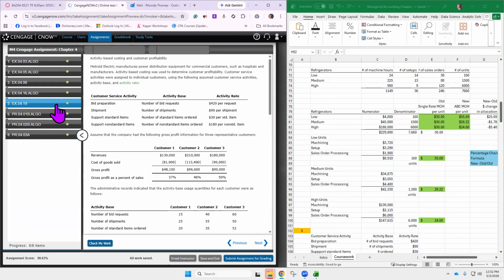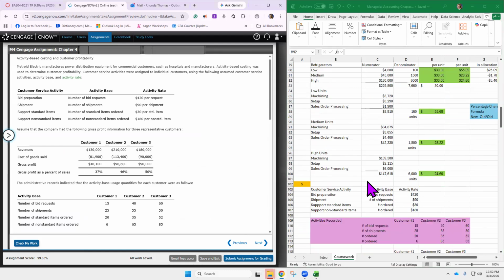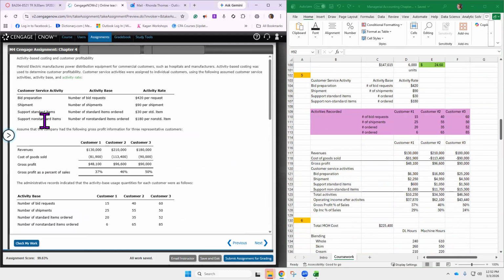Okay, we should be doing the same ones here in this one. So 419, we can use activity-based costing and learn to evaluate our customers. Let me tell you what's happening here. This is a manufacturer of power distribution equipment for commercial customers such as hospitals and manufacturers. Activity-based costing was used to determine customer profitability. Customer service activities were assigned to individual customers using the following assumed customer service activities.